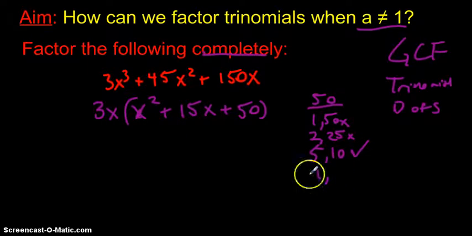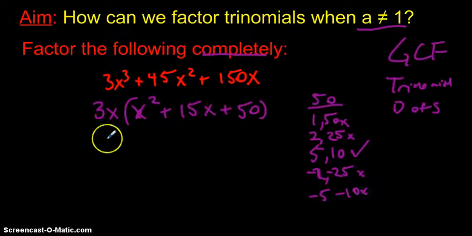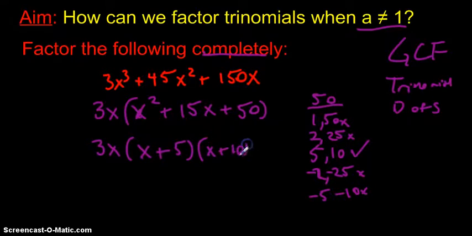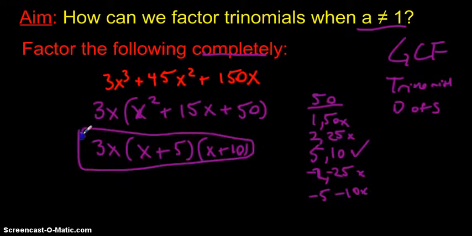So we don't even need to check the other factors, the negative ones, negative 5 and negative 10. So we already found our possibility. So this becomes 3x, x plus 5, and x plus 10. Now, if either of these things could be factored, we would factor it further. But in this case, nothing here can continually factor. So this is 3x to the third plus 45x squared plus 150x factored completely.